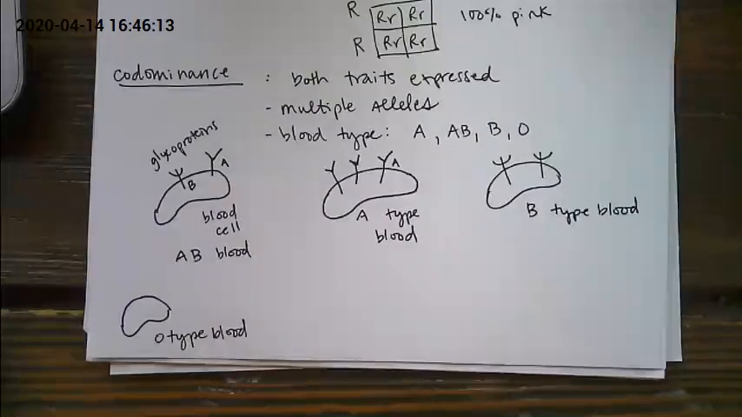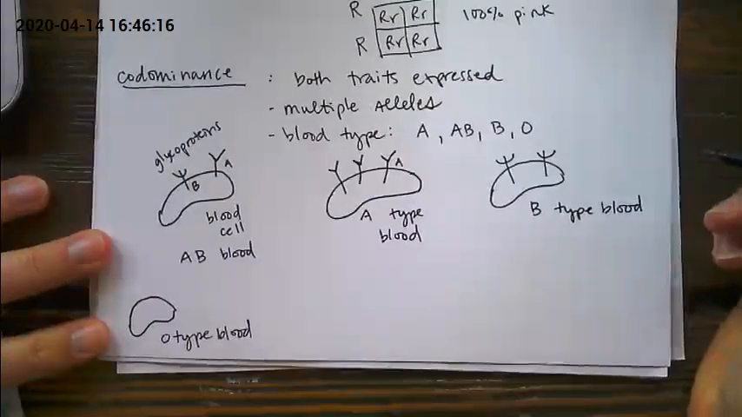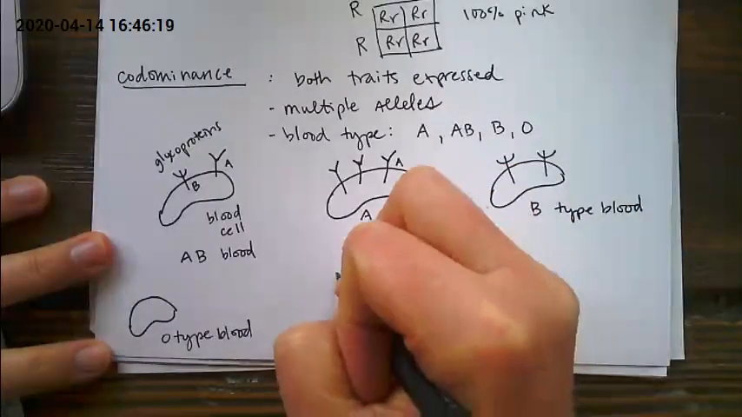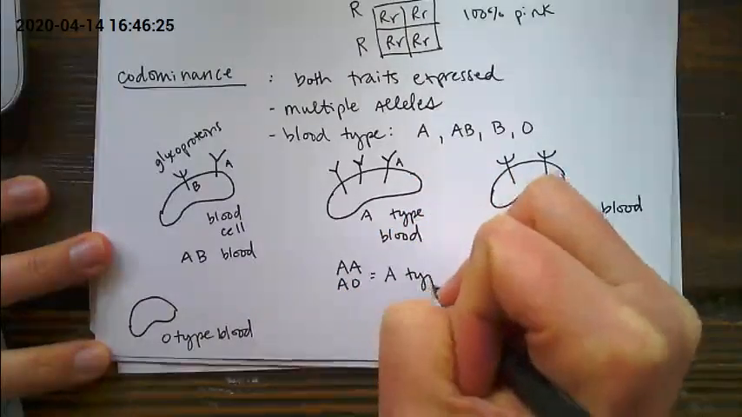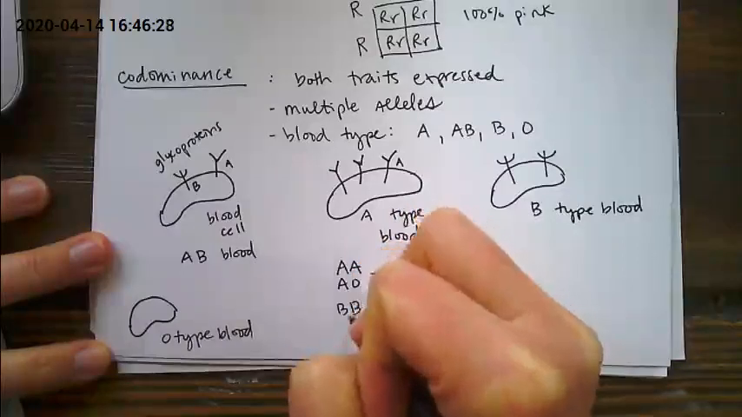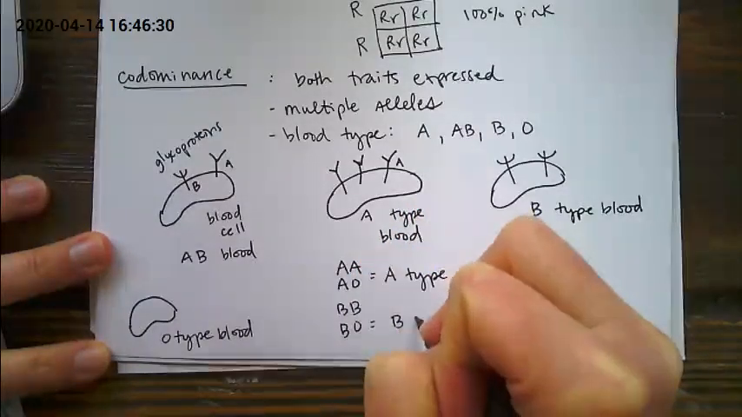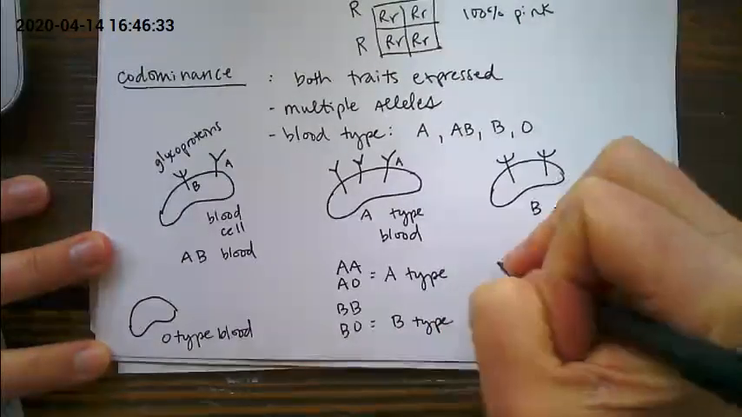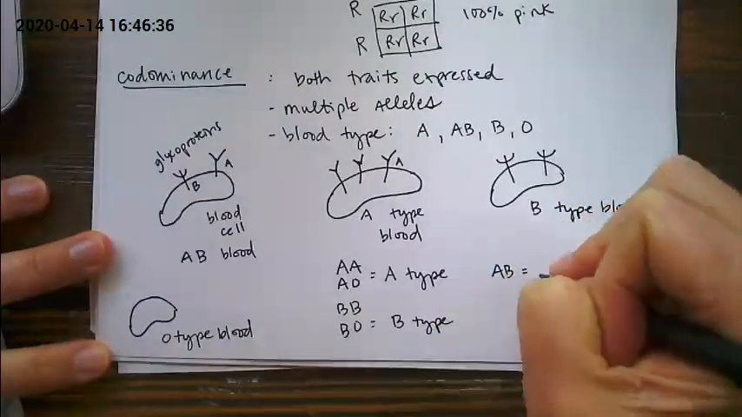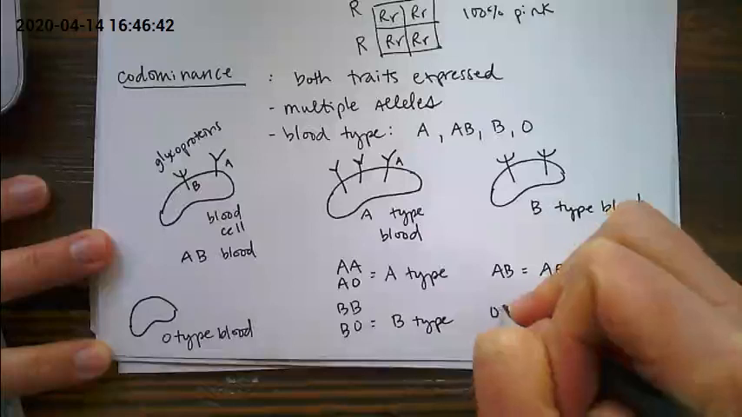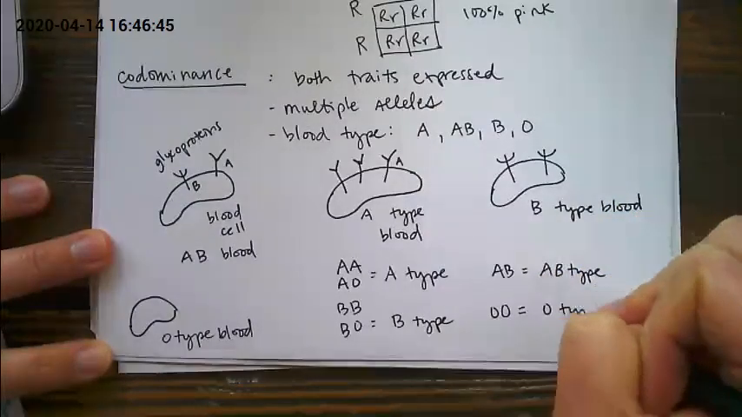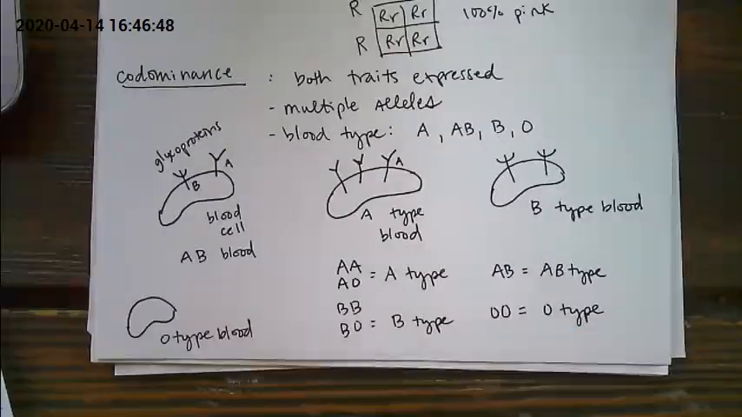So to have the different blood types, you could be AA or AO, and that would be A type. You could be BB or BO, and that would be B type. AB is AB type. And then to be O, you have to be double O. All right, so those are the different genotype combinations you can be to have the different blood types.